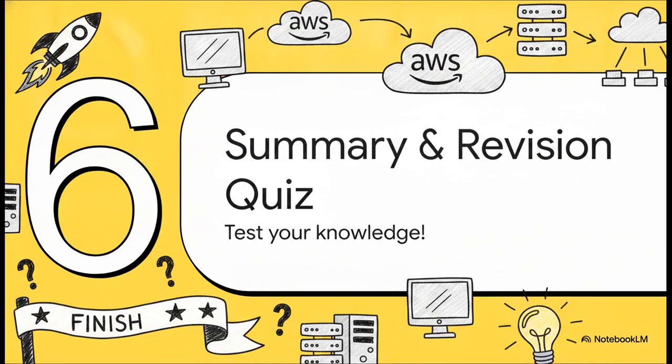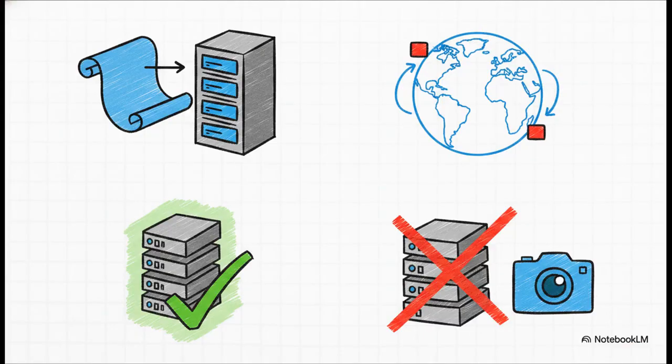Section 6, Summary and Revision Quiz. Before we jump into the quiz, let's do a rapid-fire recap. AMIs are the basic templates required for EC2. They are region-specific, meaning you have to copy them if you want to use them elsewhere. For data persistence, EBS-backed AMIs are always your best bet. And the most important rule, deregistering an AMI does not automatically delete its underlying snapshot. Got all that? Okay, let's start the quiz.